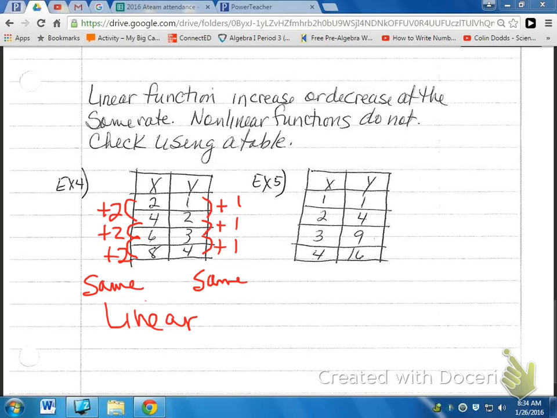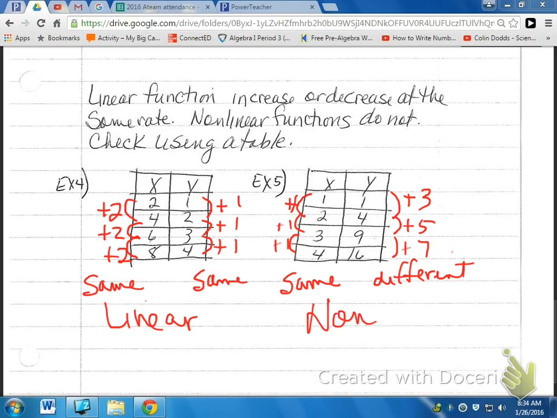Let's look at example 5. If I go down the x column, plus 1, plus 1, plus 1. That's the same. On the y, plus 3, plus 5, plus 7. That one is different. It is not the same. So that would therefore be nonlinear. That would be a nonlinear function. And that's what you'd have to check.